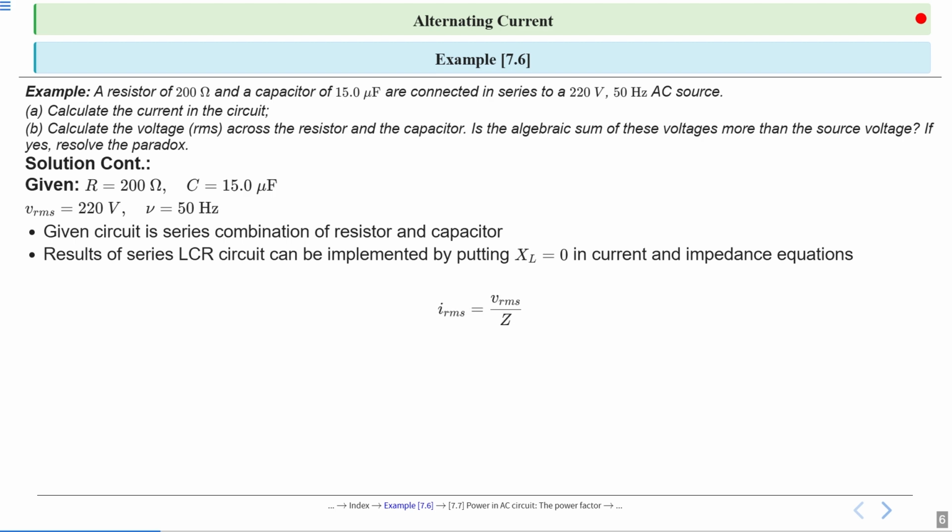So how can we calculate I RMS? I RMS will be equal to V RMS upon Z. What is Z? Impedance. What is the formula for impedance? Z equals root of R square plus (XC minus XL) square, according to NCERT equation 7.25a. Now the inductor is not there in the circuit. This is an RC circuit, so you have to put XL equal to 0. So Z will become root of R square plus XC square only.